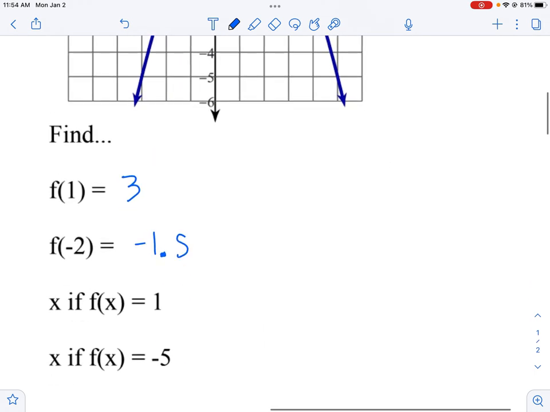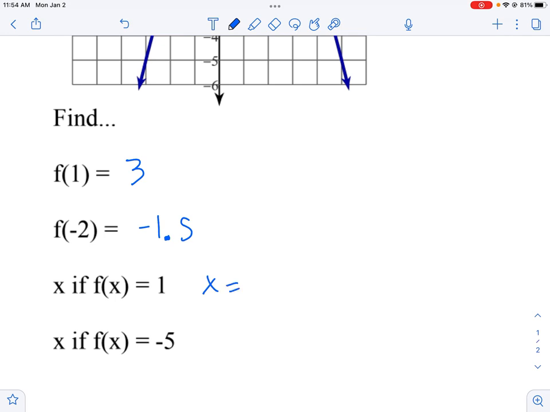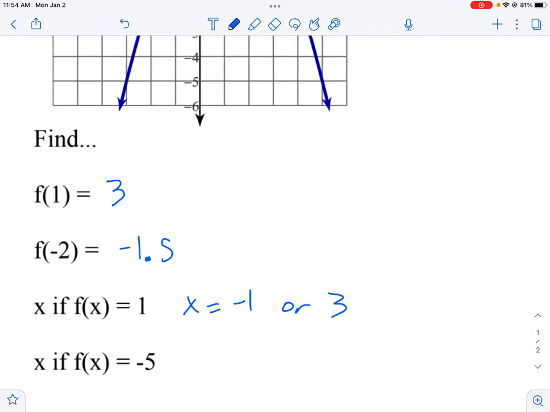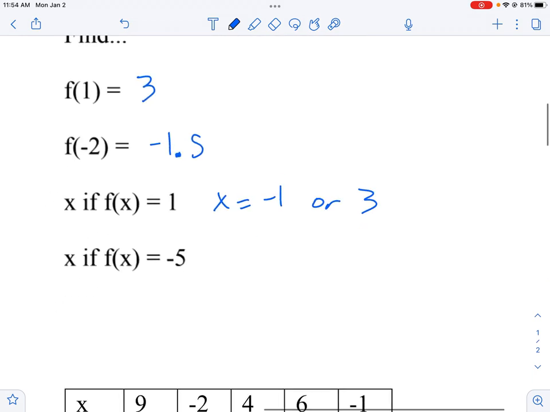And so I'm going to write down those 2 numbers. X can equal negative 1, or the other one was at 3, when x was 3. When x is 3, the y value is 1. When x is negative 1, the y value is 1 also. Okay, and go on to the next one.